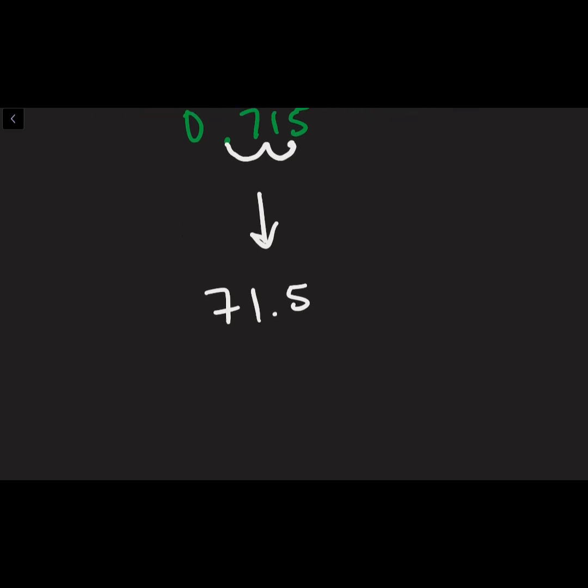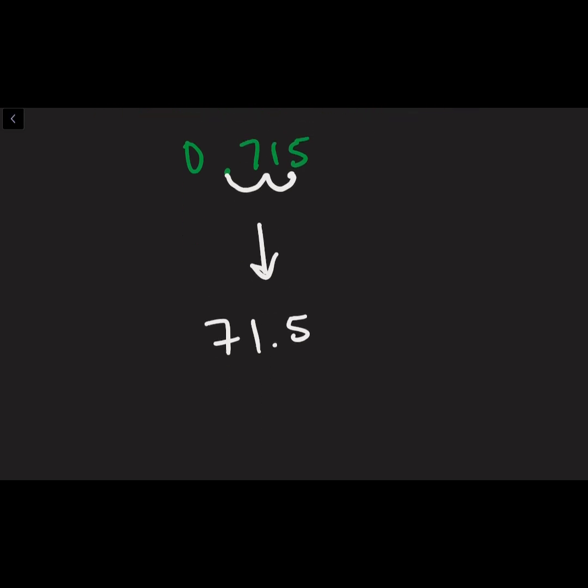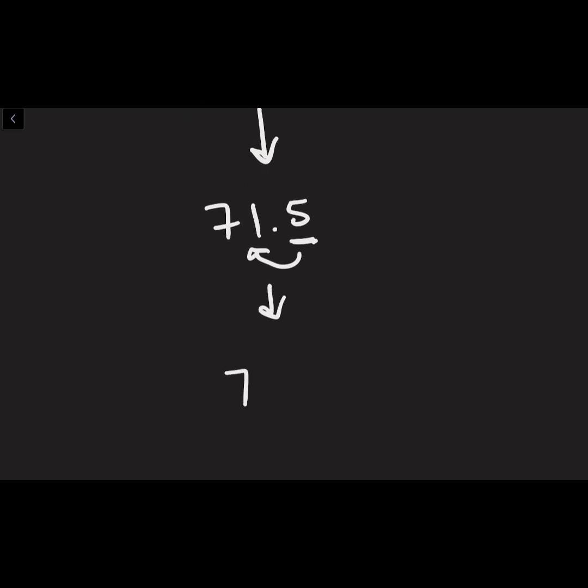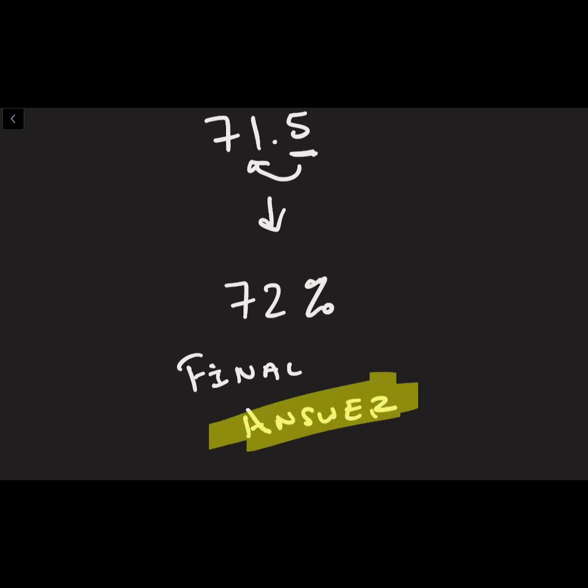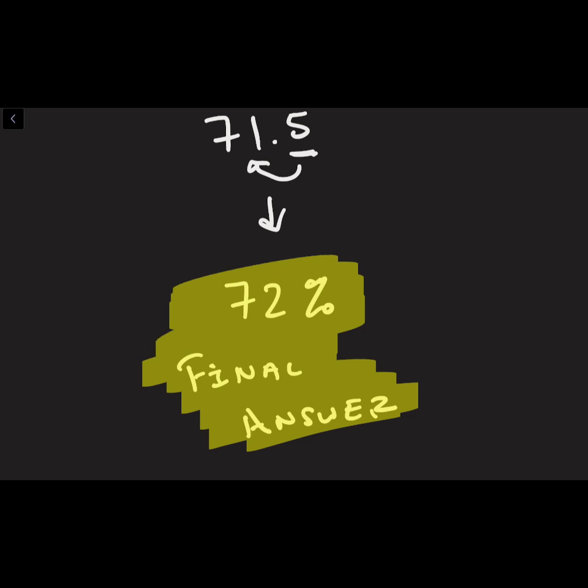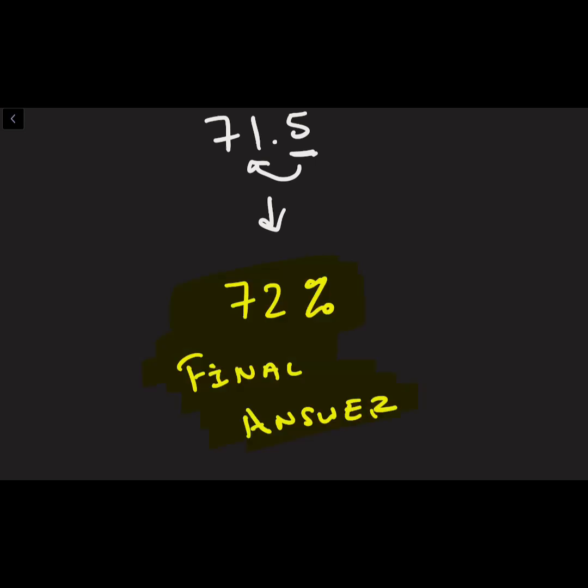What we're looking for is a whole number. So this five right here, anything five and above, we're going to round up. So we round this to a two, giving us 72% for our final answer. And this is how you find the percentage in your equation. Our final answer is 72% for our equation of the day.